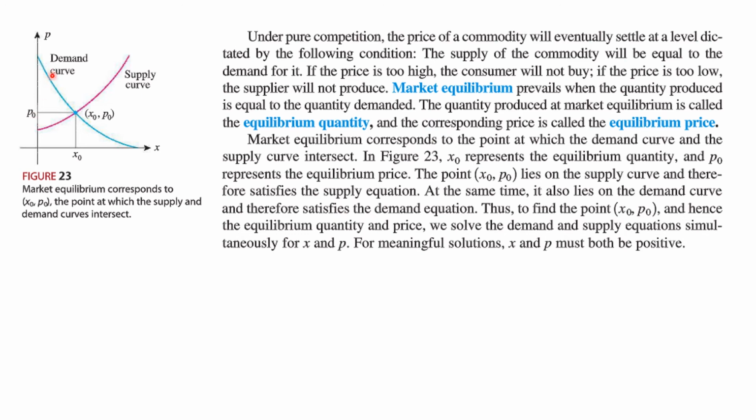So we have demand curves and we have supply curves. Whenever these are commodities, and that's all these apply to, there will be a point called market equilibrium where the red curve, the supply curve, is equal to the blue curve, the demand curve. So there is a point x0, p0, which is the equilibrium quantity and the equilibrium price.